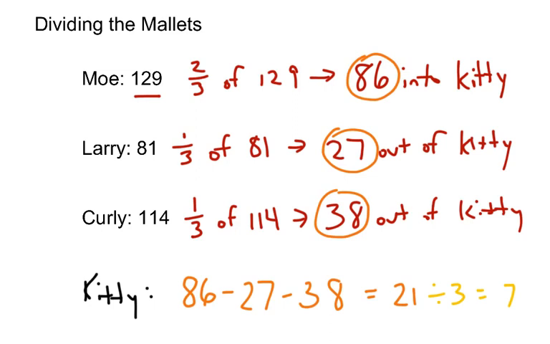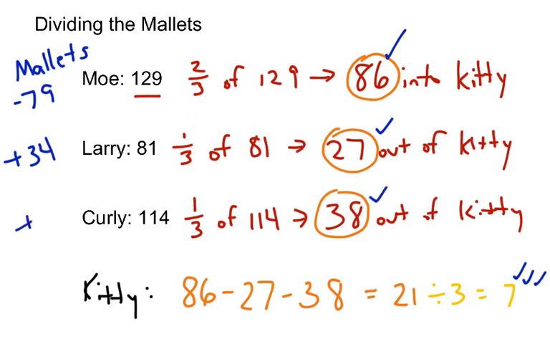So let's take a look at this. Mo was the one who got the mallets, and he had to pay 86, but he got 7 back when he got his refund from the kitty. So Mo wound up paying $79. Larry got $27 plus 7 more, so Larry got $34. And Curly got 38 and 7 more, so Curly got $45. Here again, notice the $79 that Mo paid to get those mallets is the same as the 34 Larry got plus the 45 that Curly got.